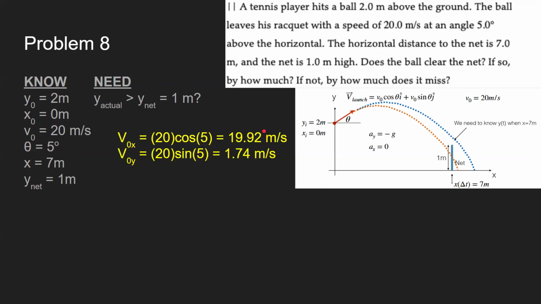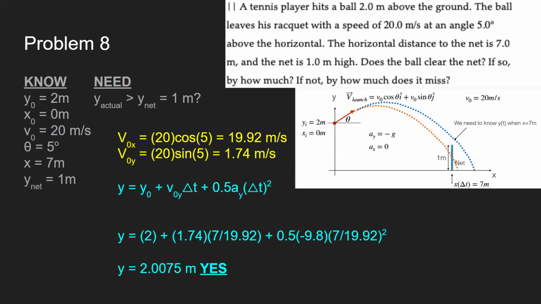Yes, it makes sense that there's a way higher initial x velocity because the angle is hardly anything. So it's pretty much only going in the horizontal direction. So it makes sense that the initial x is way higher. So now let's use a kinematic equation to find final y.